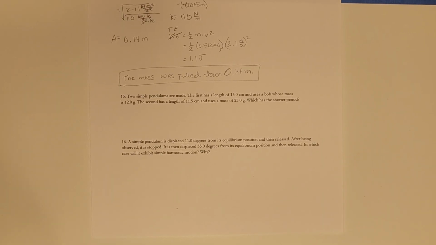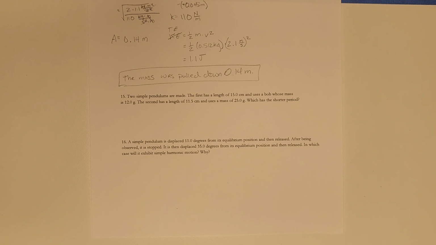For question 15, two simple pendulums are made. The first has a length of 15.0 centimeters and uses a bob whose mass is 12.0 grams. The second has a length of 11.5 centimeters and uses a mass of 25.0 grams. Which has the shorter period?